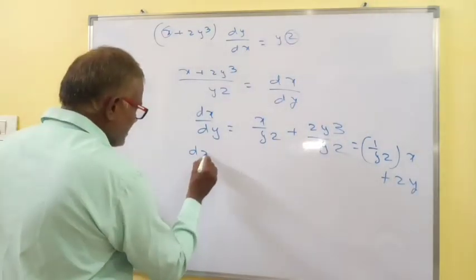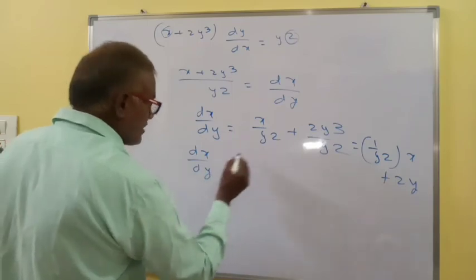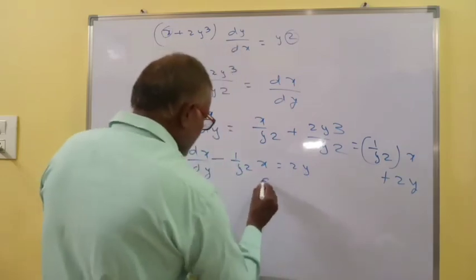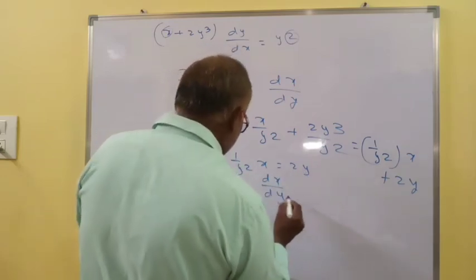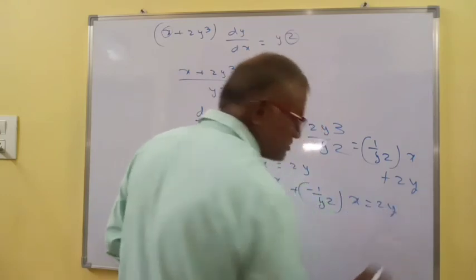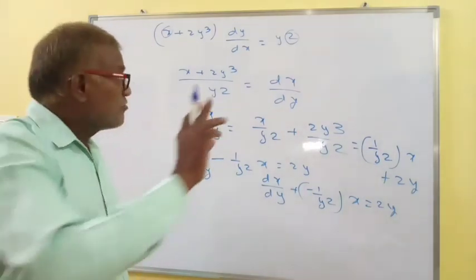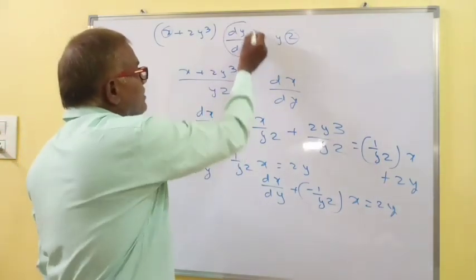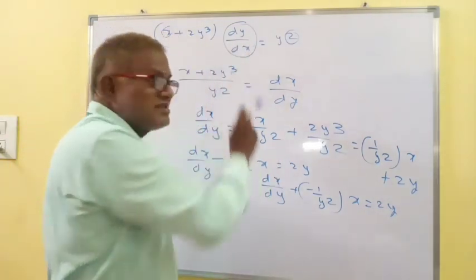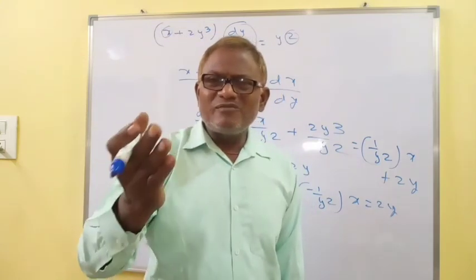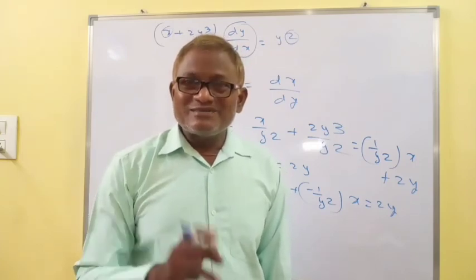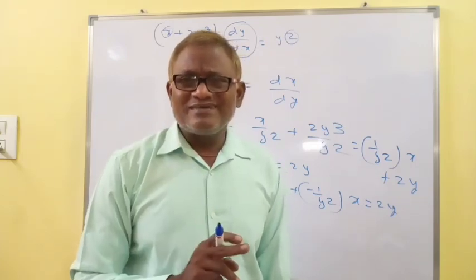That means dx by dy minus 1 by y square into x is equal to 2y. That means dx by dy plus minus 1 by y square into x is equal to y. So, observing the given DE, most of the students may think this is linear in y because dy by dx is clearly given. No second thought. So, here is a little difficult one.